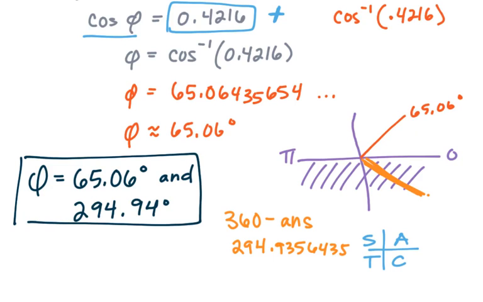All right, so when you have to use that inverse trig button on your calculator, you are going to remember the calculator only gives you one answer. And you have to think about where else is that function positive or negative. In this case, because I had cosine equal to a positive number, I knew to look in quadrant 4 for my other solution.